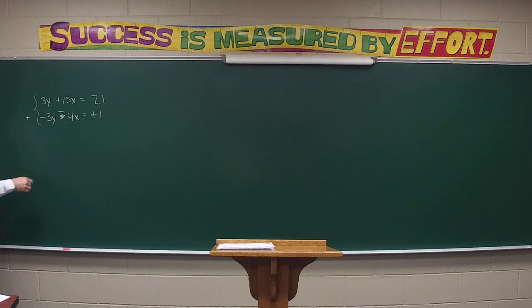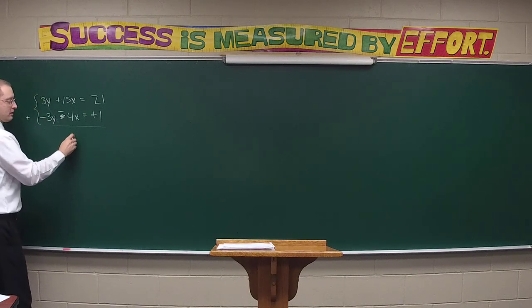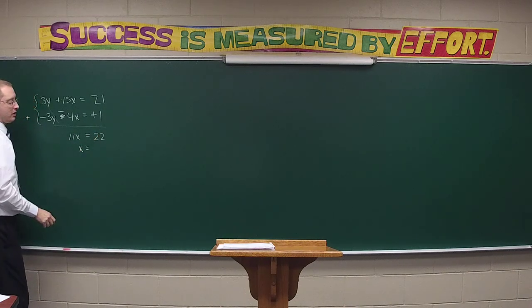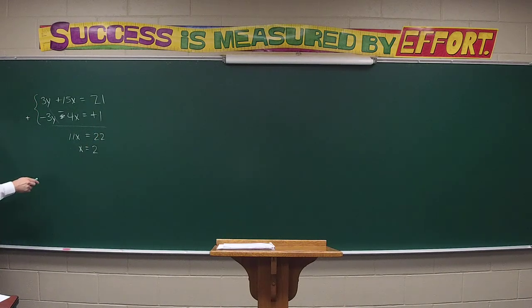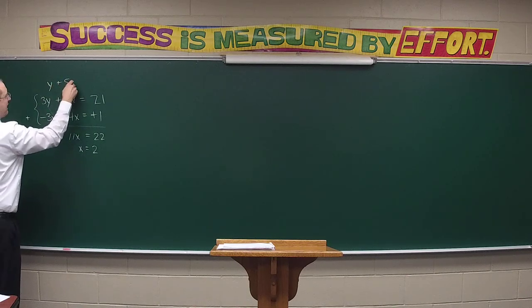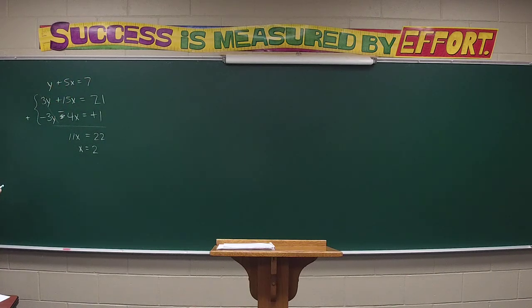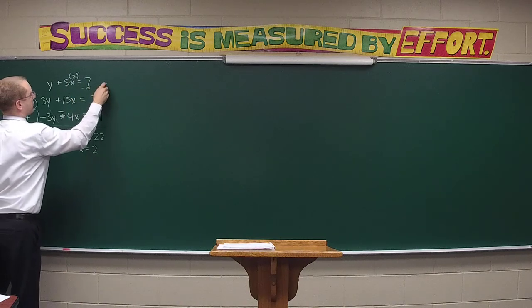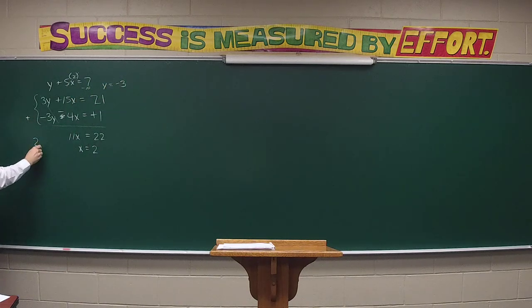This gives us canceling, right? And then 11x equals 22. And therefore x just equals 2. Now if we go back to the original equation, y plus 5x equals 7, because those were nice little numbers. If we plug the 2 in here, Maddie, the 5 times the 2 gives us 10, which we subtract to get -3. So our answer should have been 2, -3.